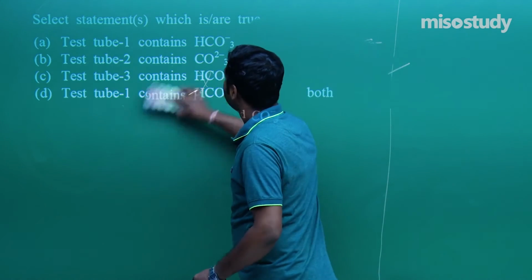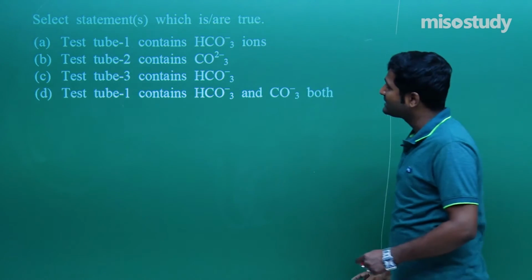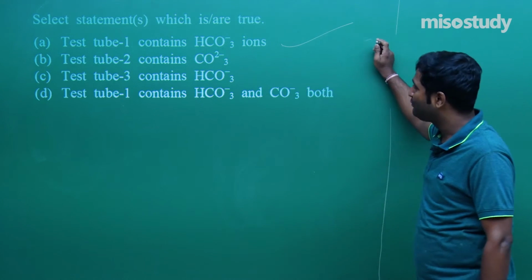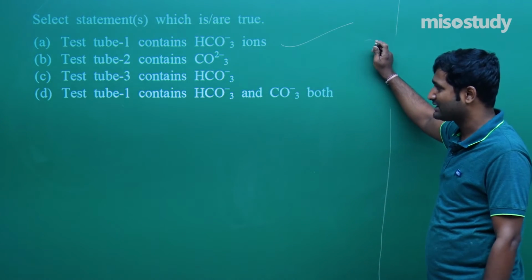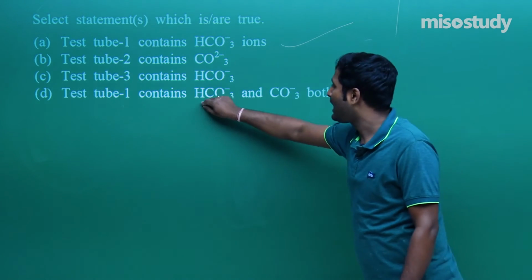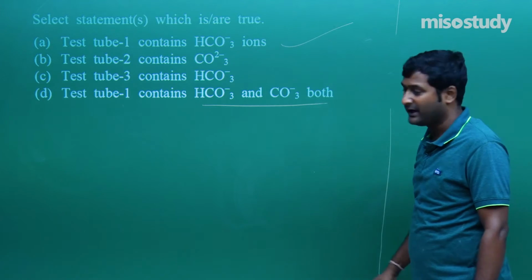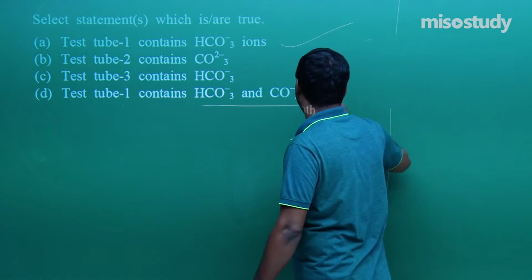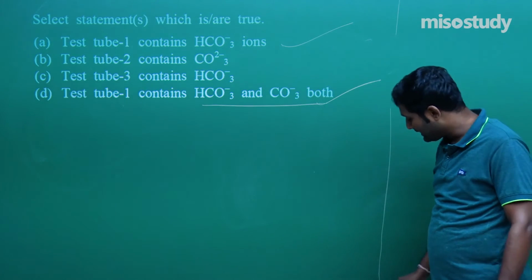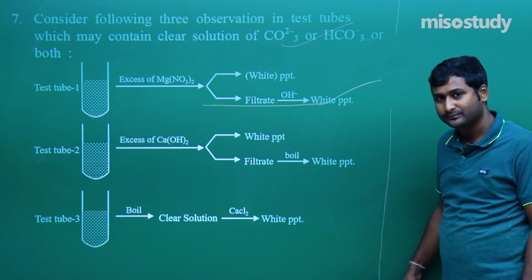Wait for a moment. Test tube 1 contains bicarbonate. Yes, this one is correct. Test tube 2, no such reaction is possible as I discussed. Test tube 1 contains carbonate and bicarbonate. So for this, A and D are the correct options. Clear? Again I am repeating, check it out.